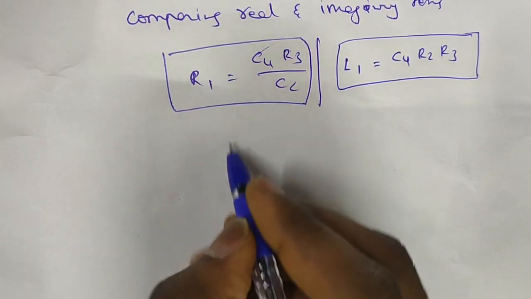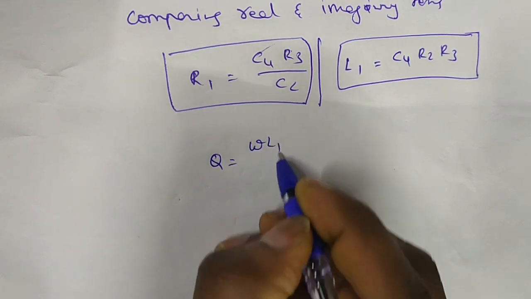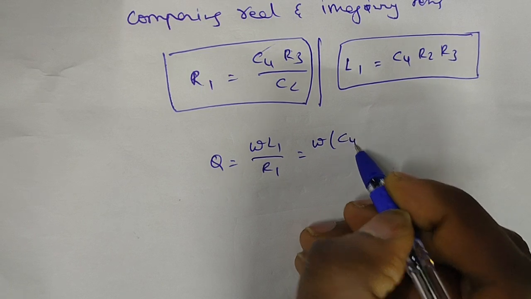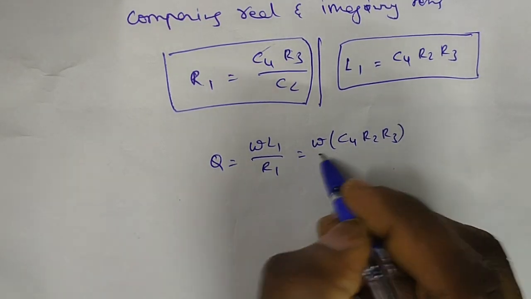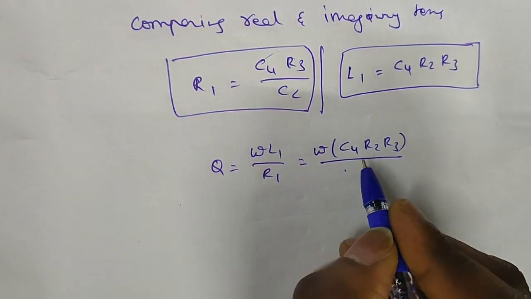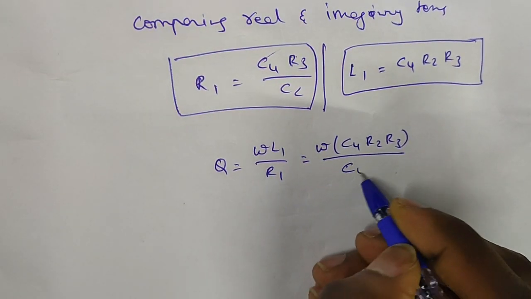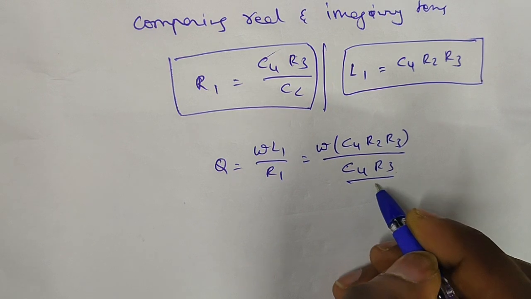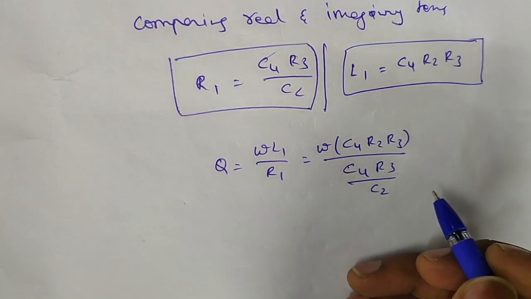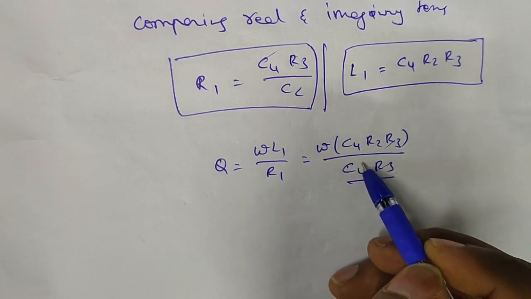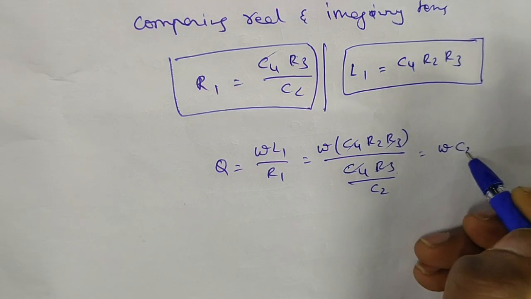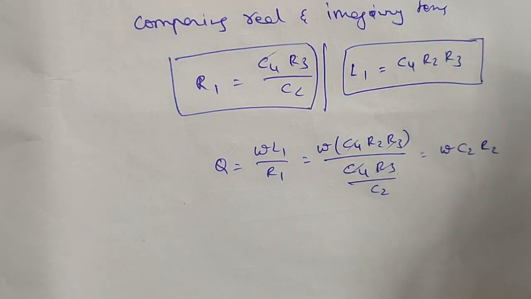Here the Q value will be omega L1 by R1. Omega L1 what we got is C4 R2 R3 divided by R1 is C4 R3 by C2. Now R3 and C4 will be cancelled out, then remaining will be omega C2 R2.